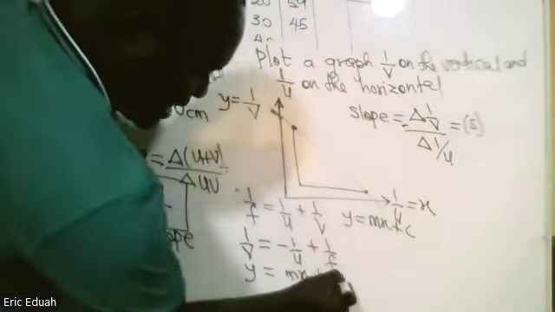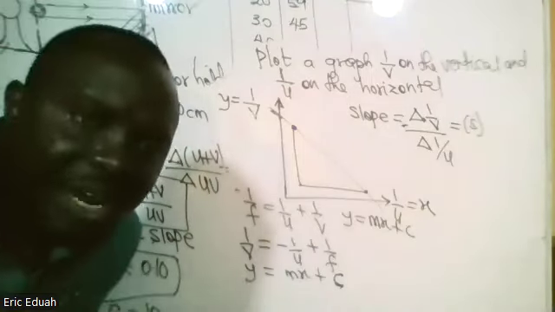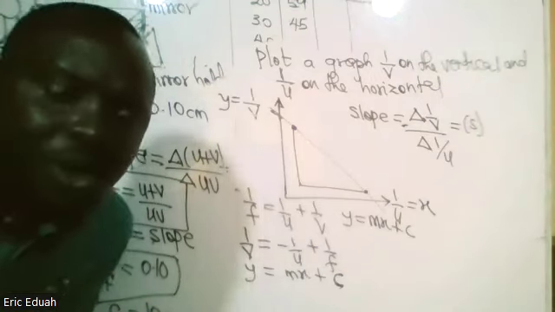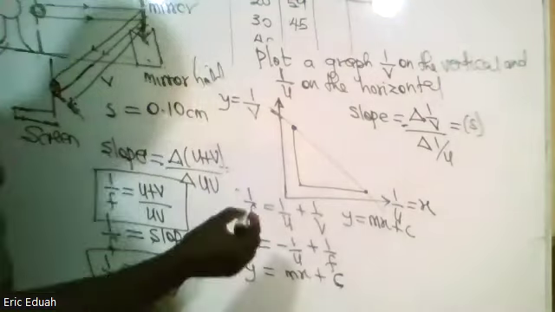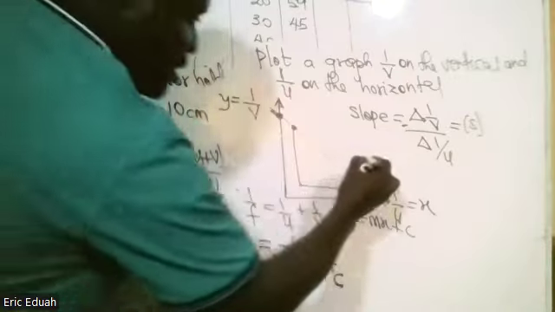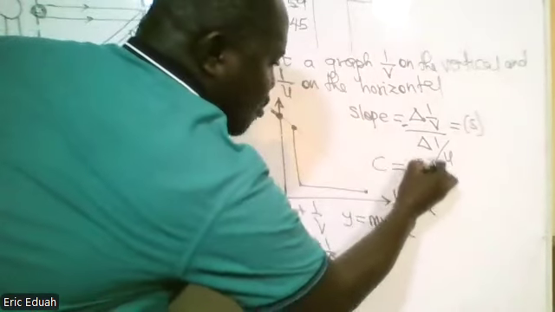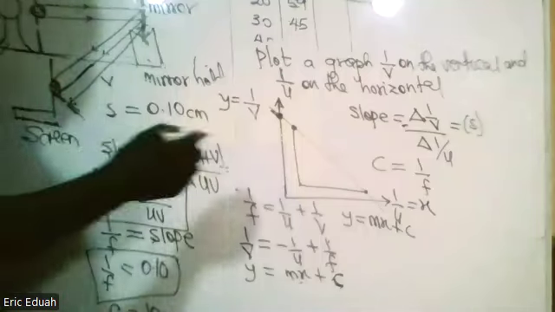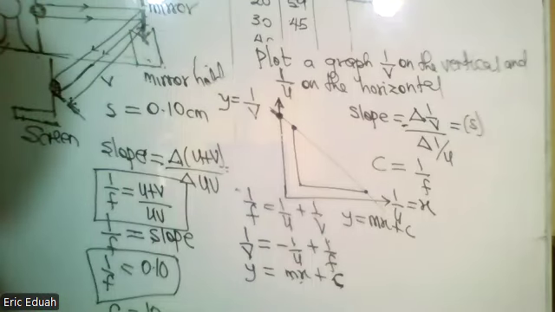Then C, in a linear equation, is where the graph cuts the vertical axis. So we term it the intercept on the vertical axis. Determining where the graph cuts the vertical axis from your graph, it means that we can equate C to 1 over F, because we are comparing. So if I'm able to determine C, I can easily find the focal length F of the graph.